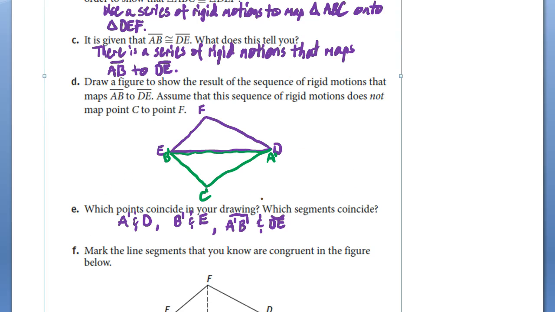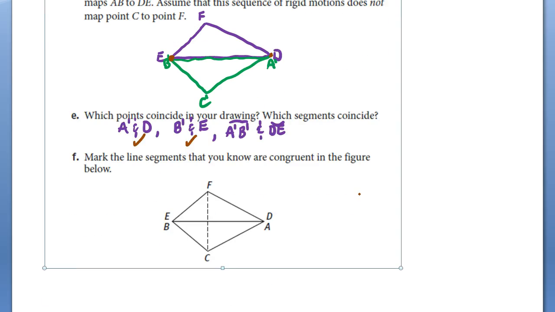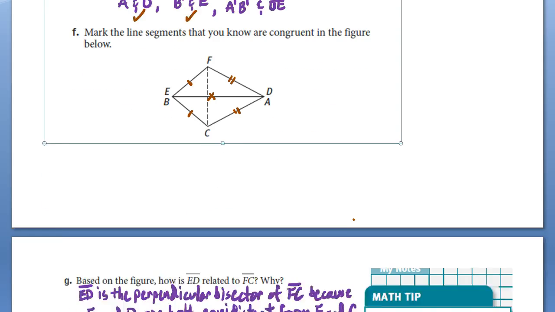Which points coincide in our drawing? Point A coincides with point D, and point B corresponds with E. It also asks what segments coincide. Well, this one right across the middle: segment AB coincides with segment DE. Question F, mark the line segments that you know are congruent in the figure. We knew that that was congruent to that, this one was congruent to this, and because these coincide, I'm going to mark them using that sort of a symbol. That was our SSS situation.